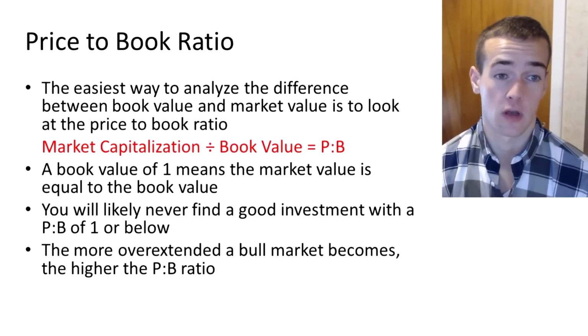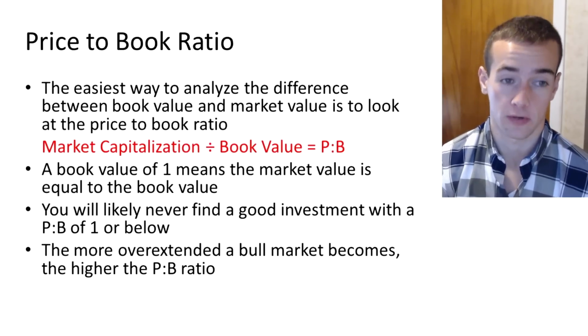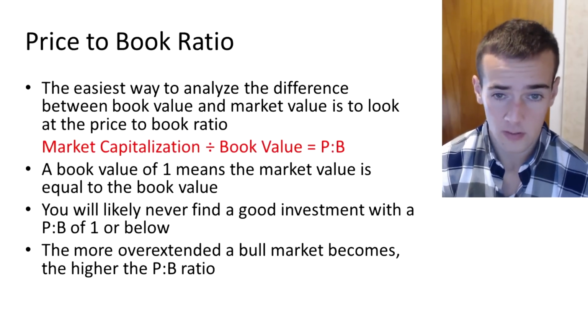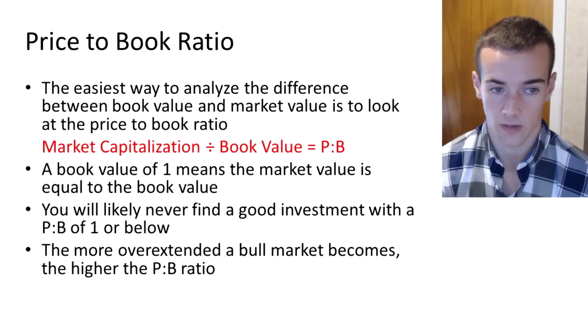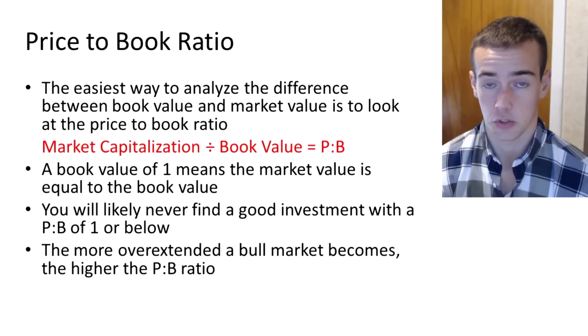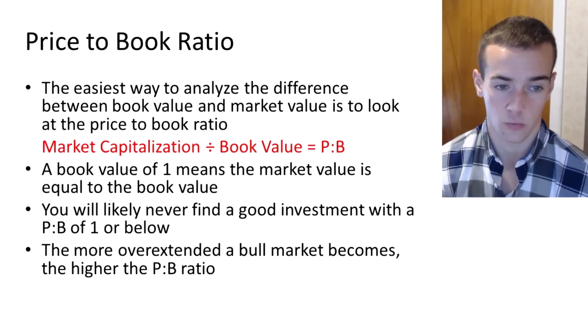So you may be asking yourself, how do you go about comparing the book value to the market value? The easiest way to analyze the difference between book value and market value is to look at the price to book ratio. The way you calculate this, you take the market capitalization, or the total market value, divided by that book value, and this gives you the price to book ratio.